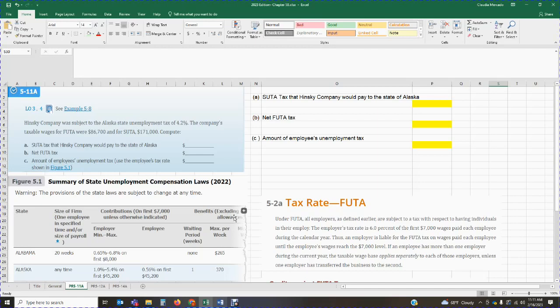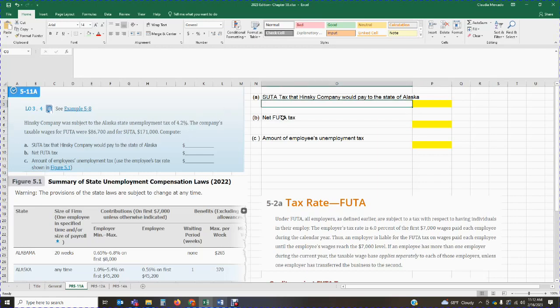So let's begin with letter A: the SUTA tax that Hinsky Company would pay to the state of Alaska. In this problem, they give you the state unemployment tax rate of 4.2%, so they're already giving you the rate for Alaska. They're also telling you that the taxable wages for SUTA are $171,000. Out of all of the wages we paid, $171,000 are taxable for SUTA purposes.